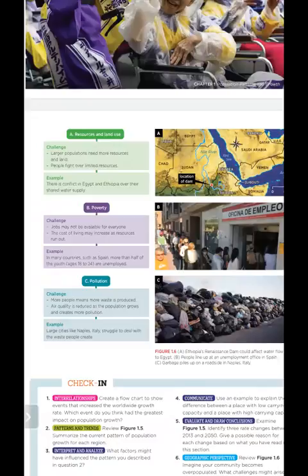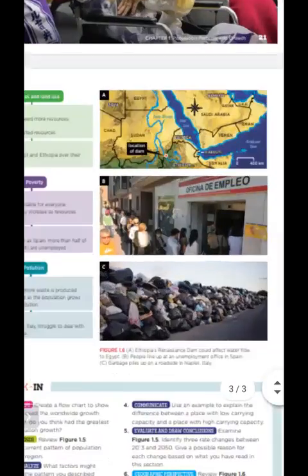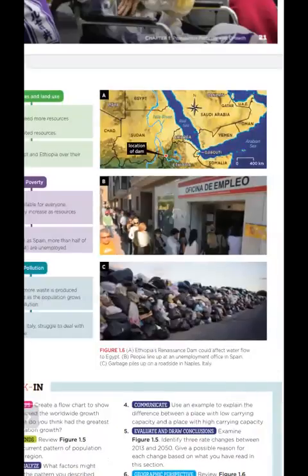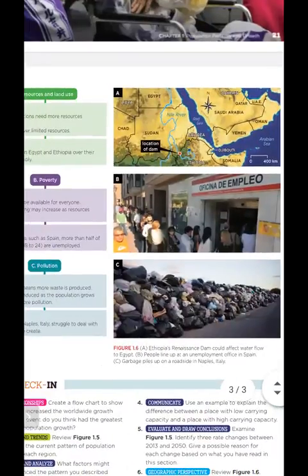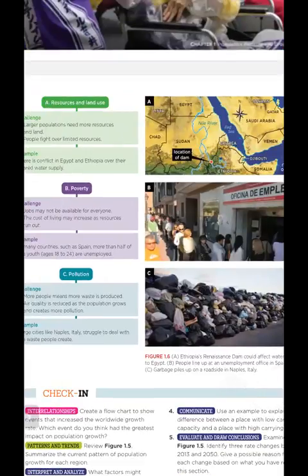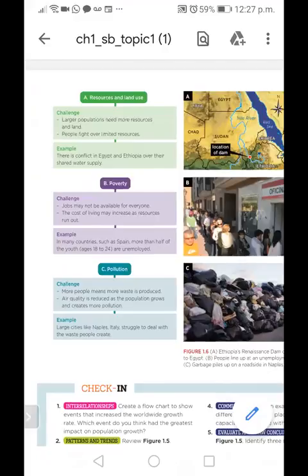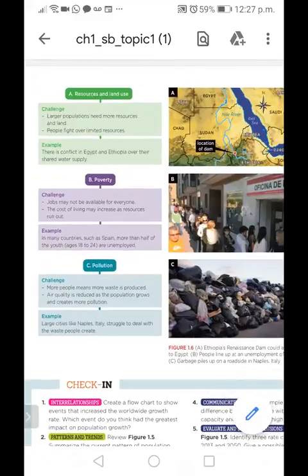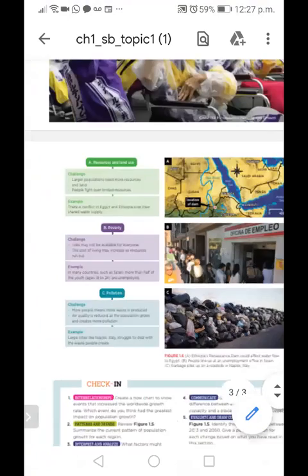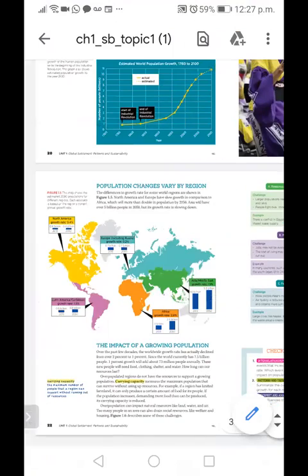Another challenge is pollution. More people means more what? What's in this picture here? More people, more garbage, right? More waste. Are you guys seeing my screen? Yeah, we're seeing the screen. So more people means more waste, more air pollution, right? The more people there are, the more things you need, okay?